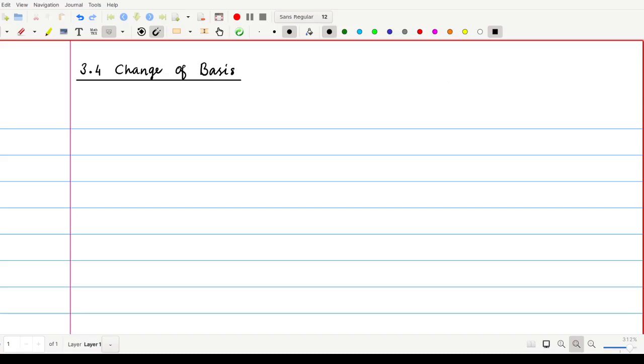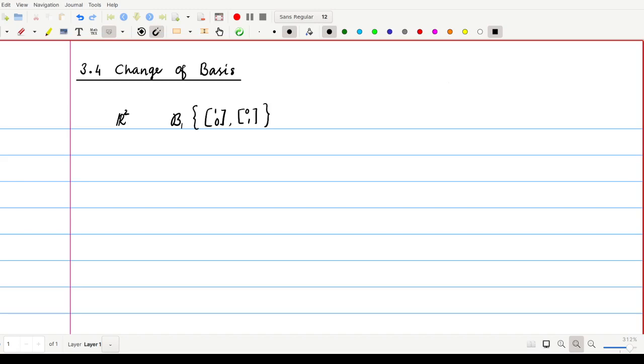Hi all. Today we discuss the coordinates of a particular vector in a vector space relative to two distinct bases of that vector space. We know that there is more than one basis for a vector space. Say, if we consider R2, then we have a standard basis that is (1, 0), (0, 1). So this is one of the bases of R2, R cross R.